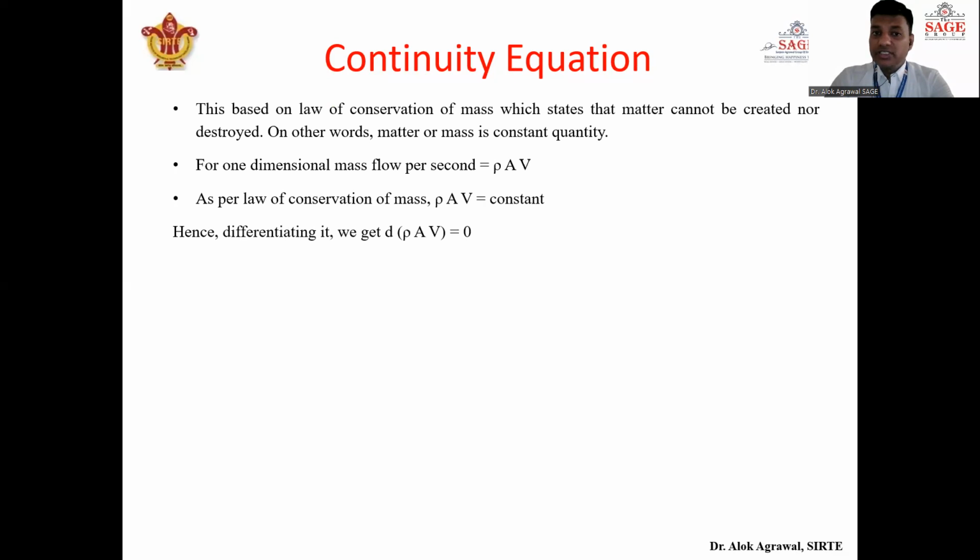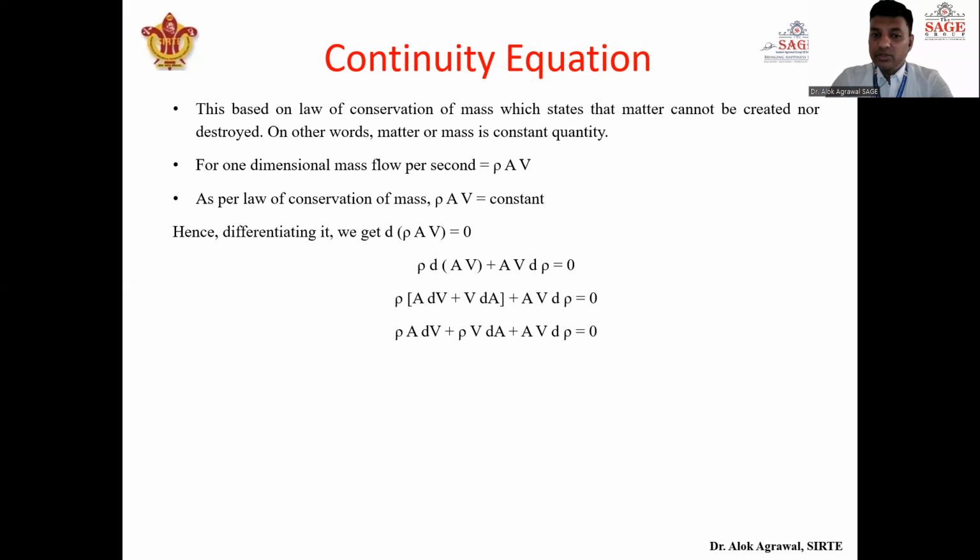So when we differentiate this, rho into A into V will get 0. Now as per product rule of differentiation, we have considered A, V as one function and rho is another function. So first function into differentiation of second function plus second function into differentiation of first function. Again we have to differentiate this A into V by the same formula, and what we will get? We will get this rho A dV plus rho V dA plus AV d rho.